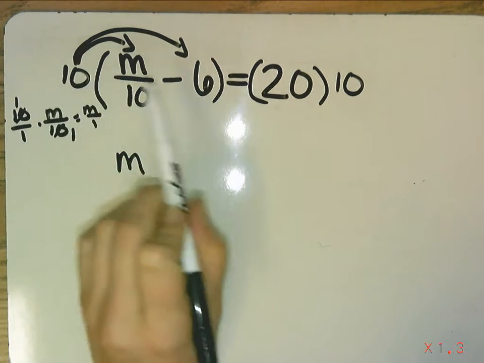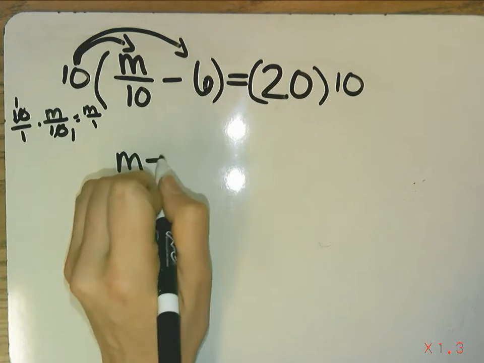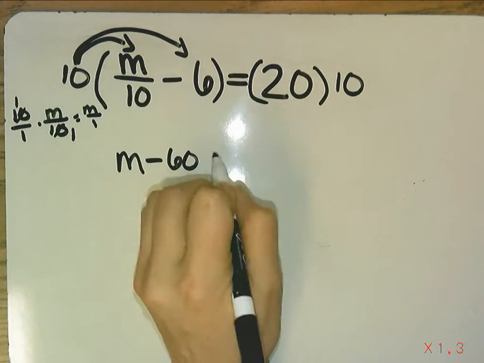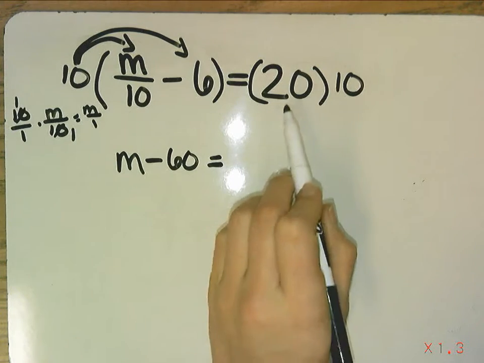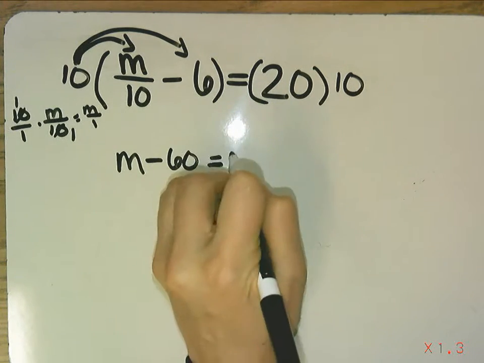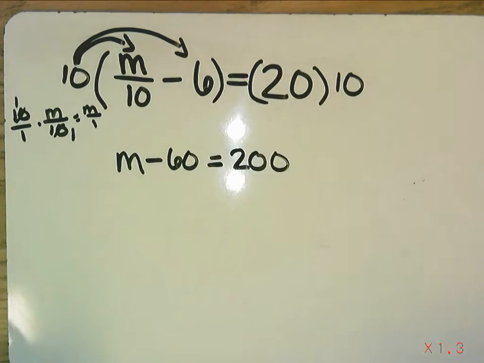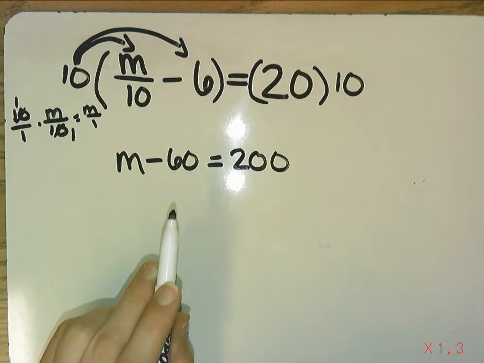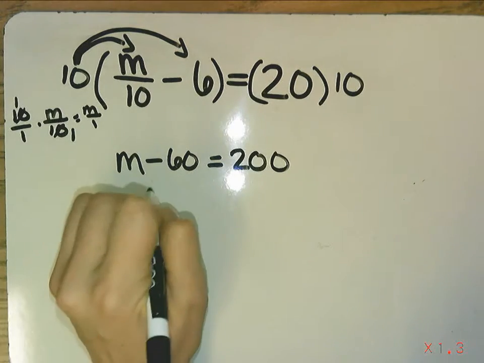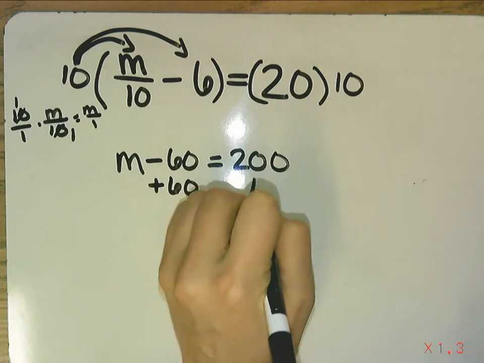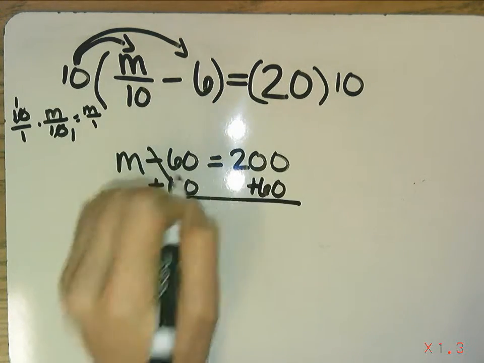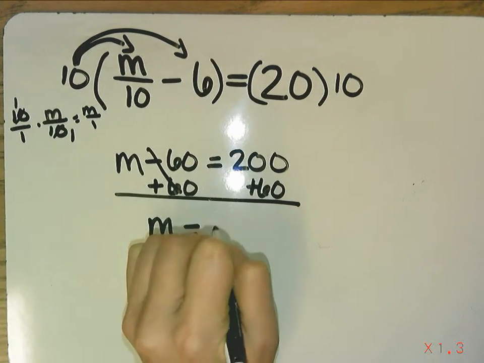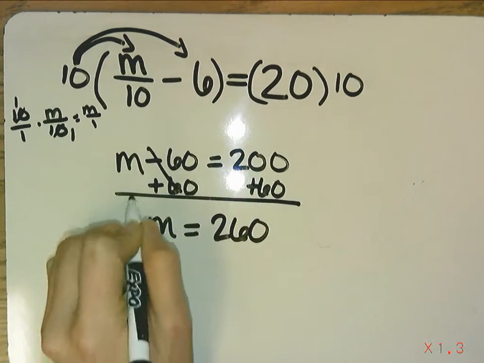I still have 10 times negative 6, so it's negative 60. And on the other side of the equation, I have 20 times 10, which is 200. This is a much simpler equation to solve now that I've gotten rid of my fractions. So I'm going to add 60 to both sides. And when I do, I get my answer, m equals 260.